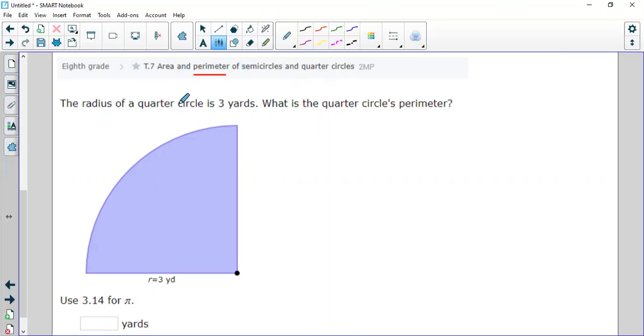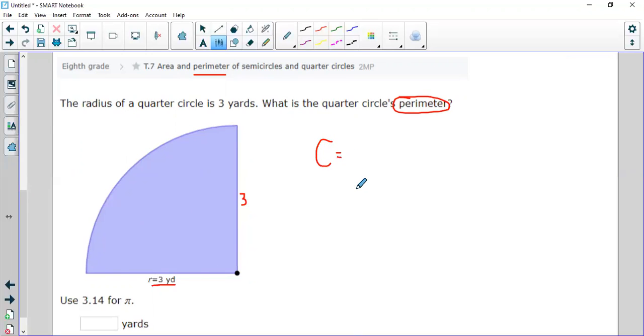So the radius of a quarter circle is 3 yards. There, they label it right there, 3-yard radius. They want to know what the quarter circle's perimeter is. Well, perimeter means you have to add up all the sides. Well, this quarter circle has one straight side here, that's 3. One straight side here, well, that's another radius, because anytime you go from the center to the edge, it's the same distance. So that means that this is also 3. And you have this quarter of the circumference. So I need to find the circumference of that circle and then cut it into a quarter or divide it by 4.